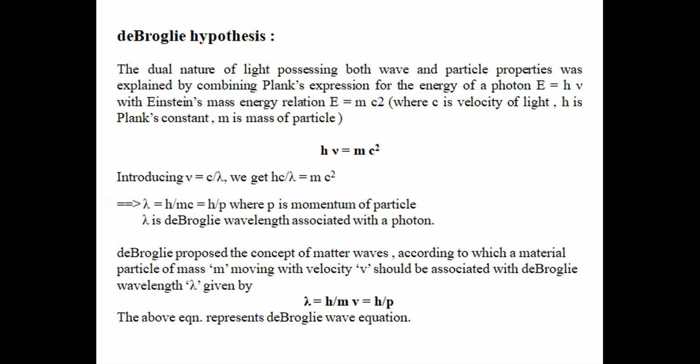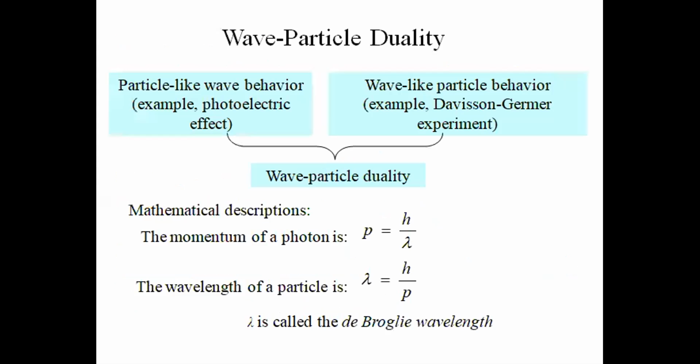according to which a material particle of mass m moving with velocity v should be associated with the de Broglie wavelength lambda given by lambda equals h by p, that is nothing but h by mv. The above equation represents the de Broglie wave equation.